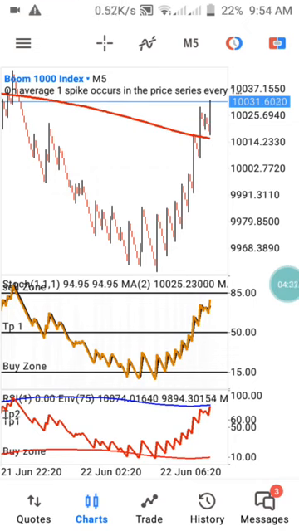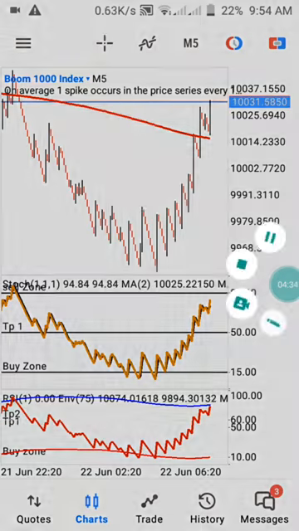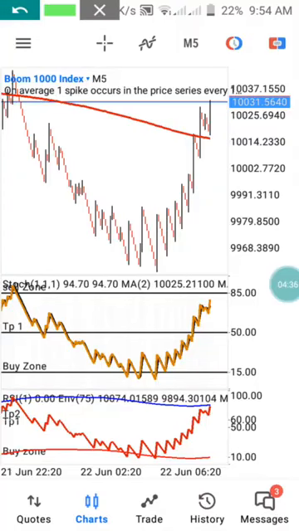So guys, in our indicator window 1, we have our levels here, which are very, very important to us. We have our 15 level, we have our 50, and we have our 85 level.